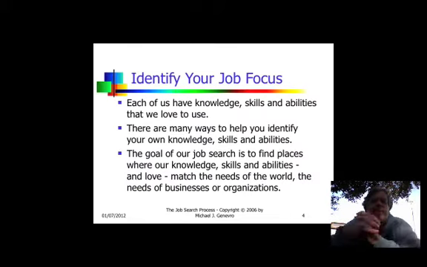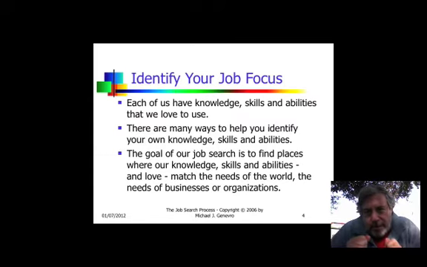Okay, so now this first step is identify your job focus. At different points in your life, you're going to be looking for different things in a job. And throughout your life, you have and you build and develop a set of knowledge and skills and abilities. And particularly knowledge, skills, and abilities that you love to use. Now, there are many different ways that you can use that knowledge, those skills, and those abilities. And there are many ways, many organizations, that can help you in finding that focus.